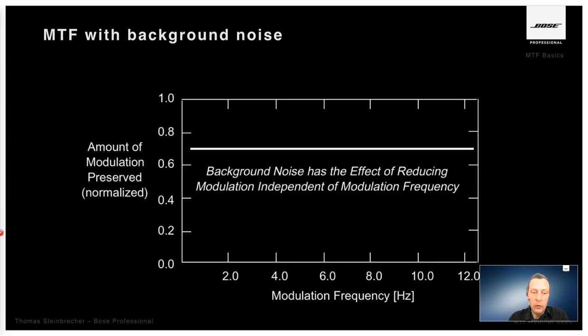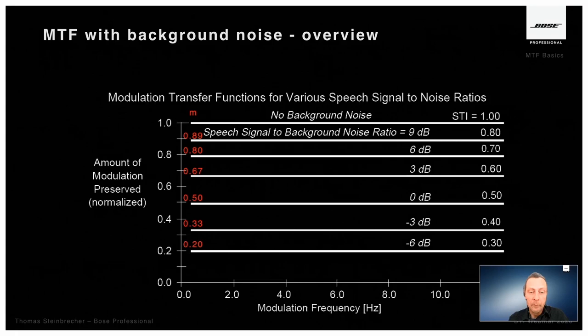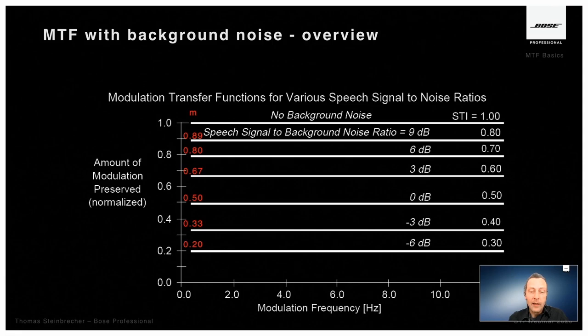And if we do that for a variety of signal-to-noise ratios, you can see here it shifts the curve parallel to the x-axis down. The better the signal-to-noise ratio is, the less the reduction is, and the worse the signal-to-noise ratio is, the more reduction you see in the MTF. And you can directly relate a certain decibel value for a signal-to-noise ratio into an equivalent STI number.